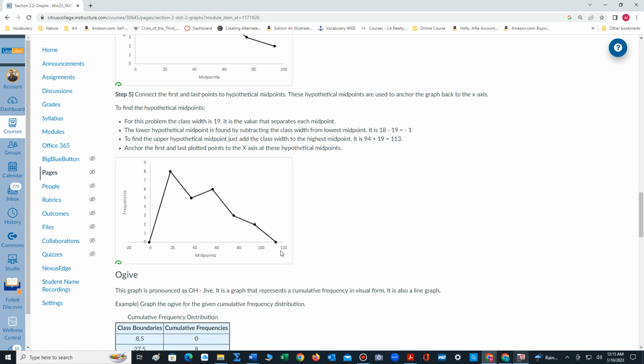And then that is how we construct the frequency polygon.